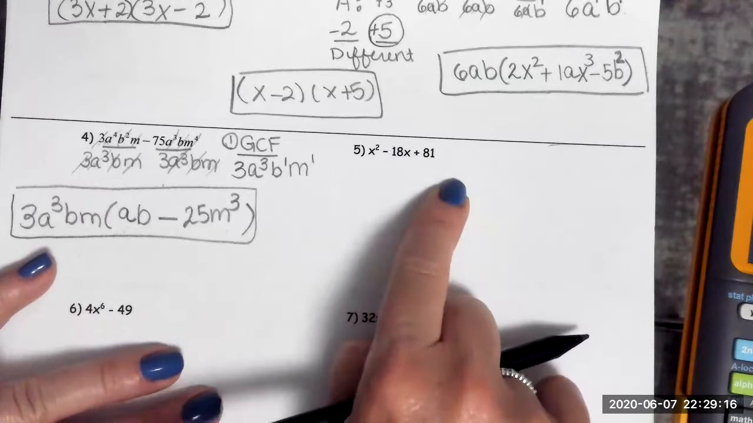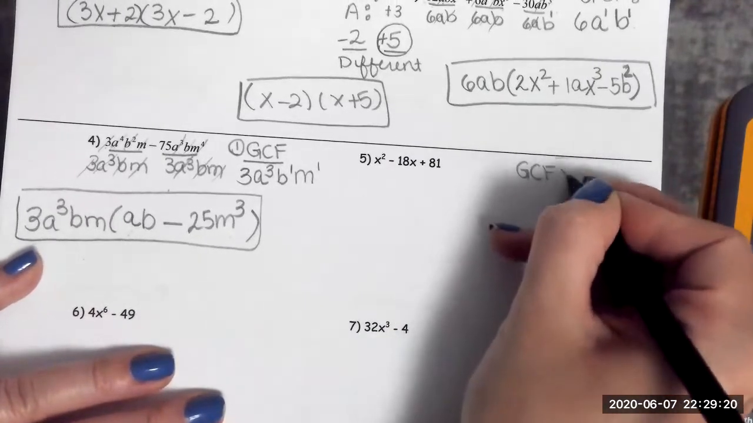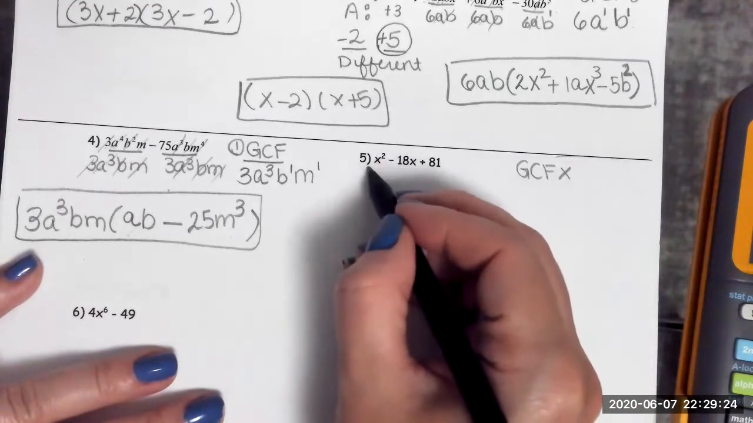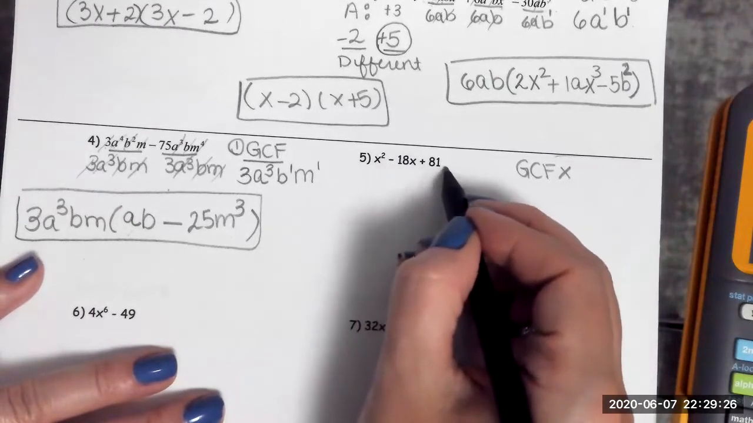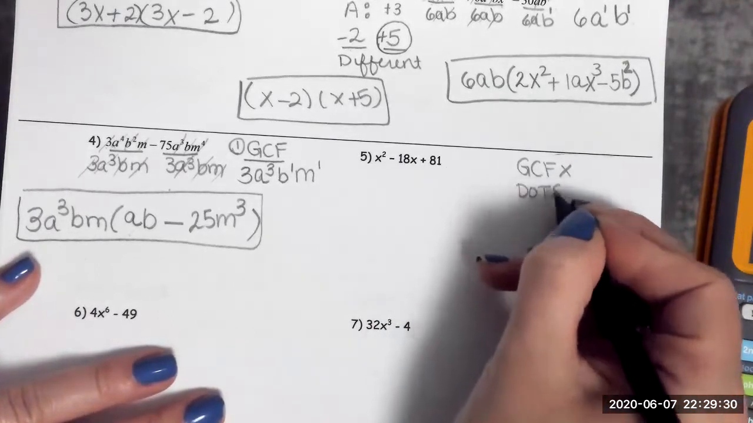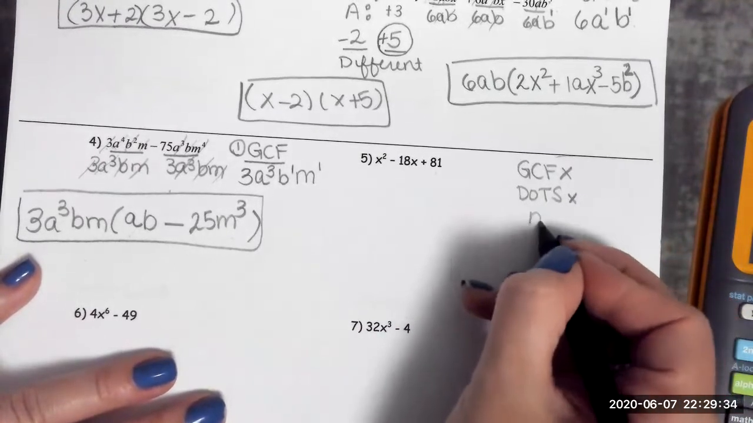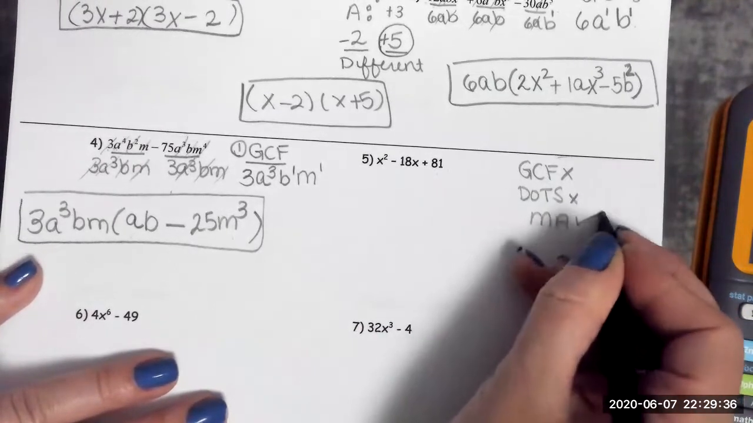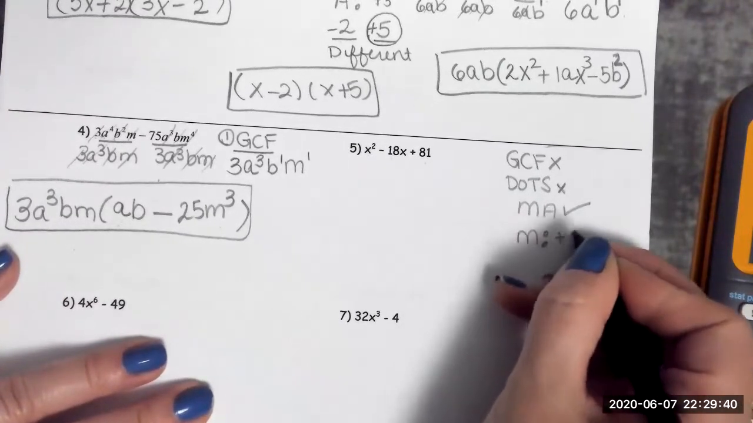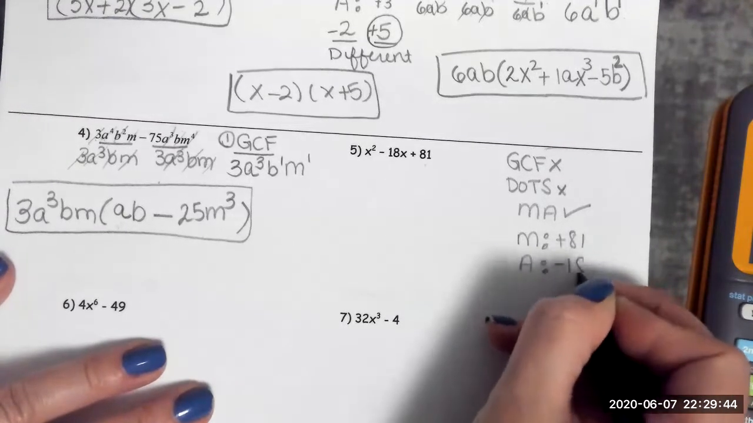Do you see a GCF? So GCF, nope, because there's nothing in common, especially when I have the number in the front as a 1 and I have nothing in the back. Okay, let's try dots. Well, it doesn't even have 2 terms, it has 3 terms, so I don't think so. Ma method, most likely. So we're going to say multiplies to the last term, which is a positive 81, and adds to the middle term, which is a negative 18.